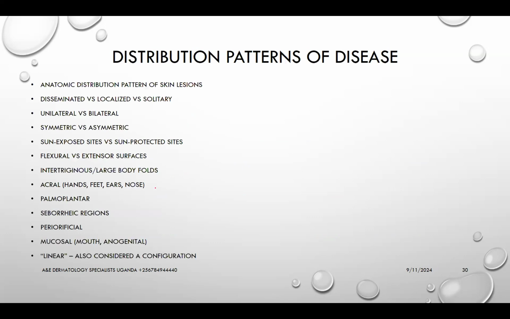So when you go now to the distribution, distribution patterns are different from configuration. In distribution, you're looking at a patient as a whole. How do these skin lesions distribute anatomically on the patient's skin? So the key word here is anatomic distribution of the skin lesions. You'll find that particular disease conditions have a way they love to map themselves on the skin.